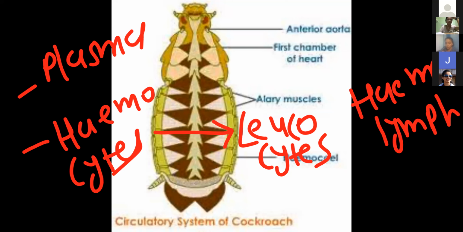So remember, the word hemocyte is given. That doesn't mean hemoglobin is present. Simply remember here that's the type of cell, that is the leukocyte. Okay. So this much you have to learn for this blood vascular system.